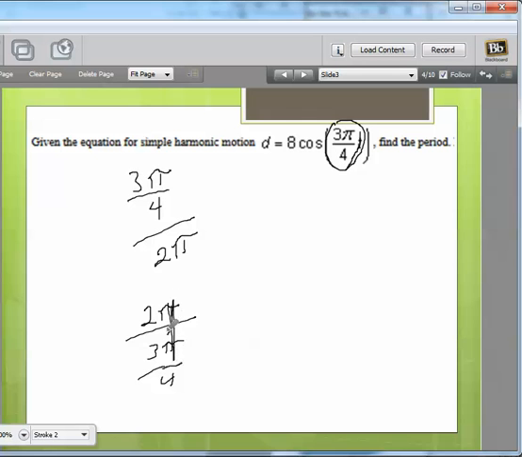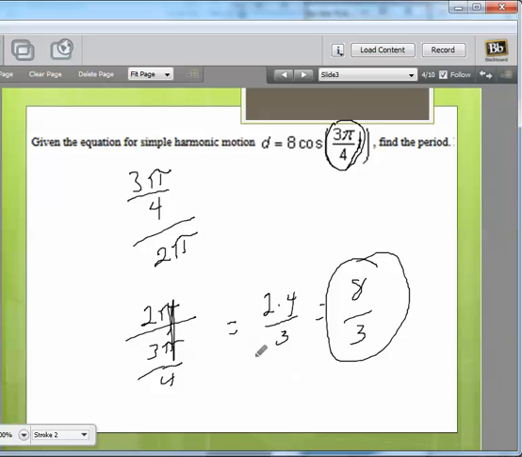Well, the pi's are going to cancel each other out, so that's going to go away. And I'm dividing by a fraction. The way you divide by a fraction is you invert and multiply. So that becomes 2 times 4 divided by 3, or 8 over 3. The period is 8/3.